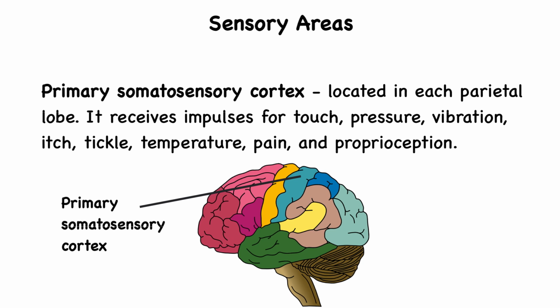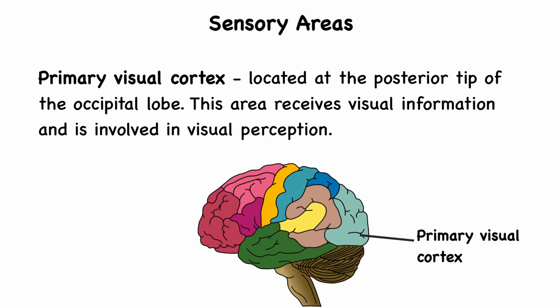In sensory areas, we have the primary somatosensory cortex. This is located in each parietal lobe, and it receives impulses for touch, pressure, vibration, itch, tickle, temperature, pain, and proprioception, which is joint and muscle position. The primary visual cortex is located at the posterior tip of the occipital lobe, and this area receives visual information and is involved in visual perception.